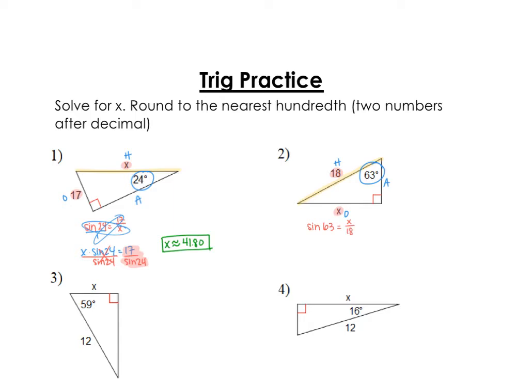To solve, we cross multiply. So x times 1 is x equals 18 times sine of 63. And since we have x by itself, we can go ahead and just put this part in our calculator, and when you do, you should get x is about 16.04.